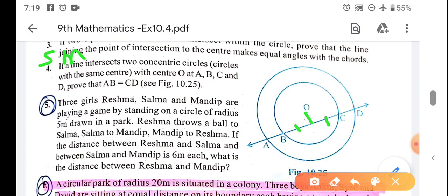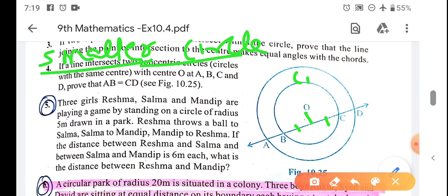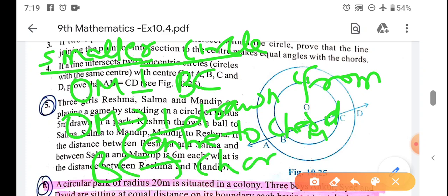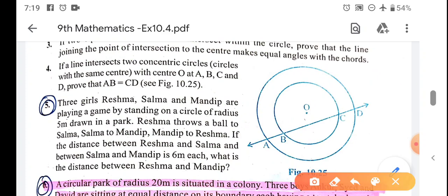If I talk about this smaller circle, circle 1, then you see that OM is perpendicular to BC. OM is the perpendicular drawn from the center to the chord. BC is the chord. So when a perpendicular is drawn to a chord, it bisects the chord. So this BM is equal to CM.